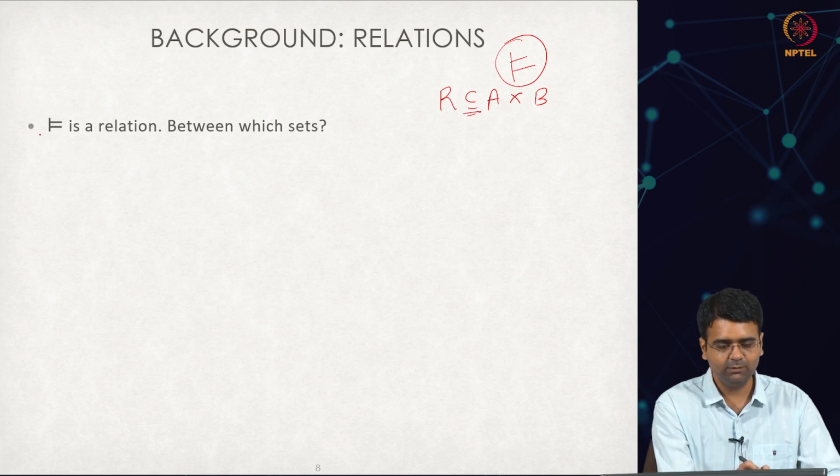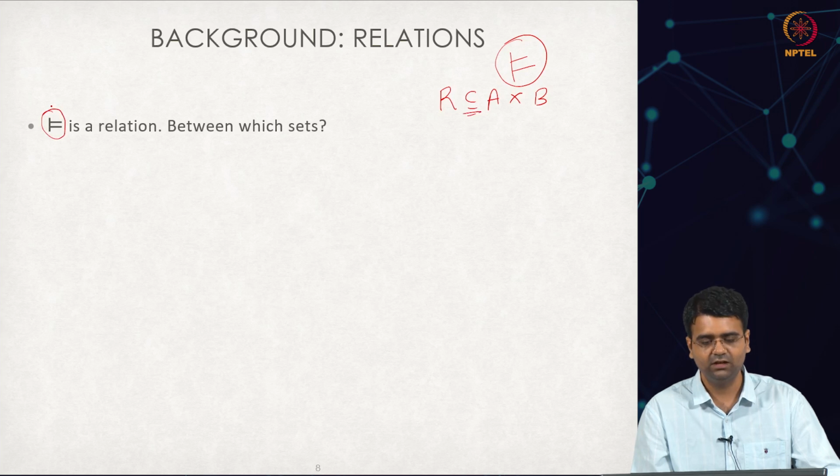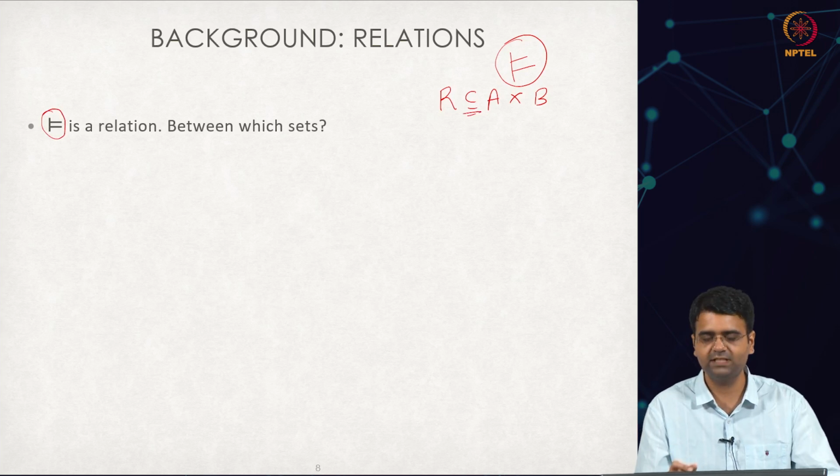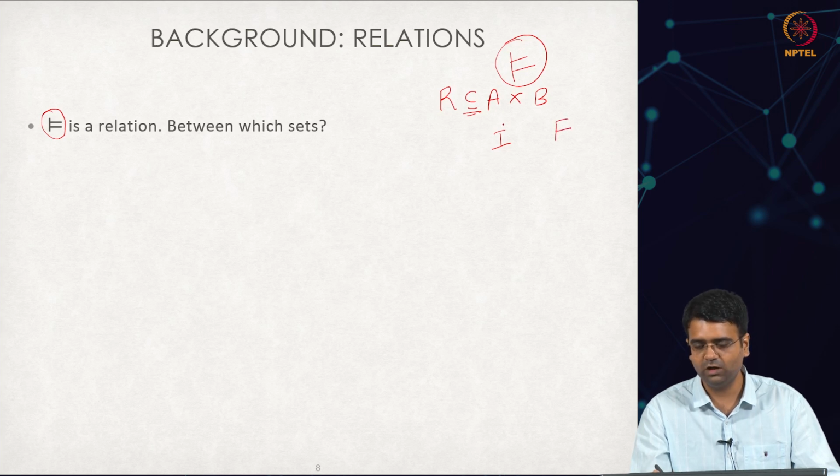So now think about this particular models of relation. It is a relation, but between which sets? So what is it relating? It's relating an interpretation with a formula. So you take the set of all possible interpretations and you take the set of all possible propositional logic formulas, and now this models of relation is a subset of that cross product.